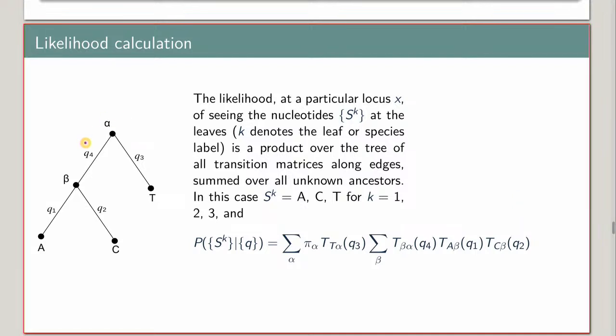So this is one possible topology, but you could have a topology where A and T are neighbors and C is further away, and so on. Actually, with 3 species there's only one topology because of the pulley principle, but just ignore that. But the other thing is these branch lengths.